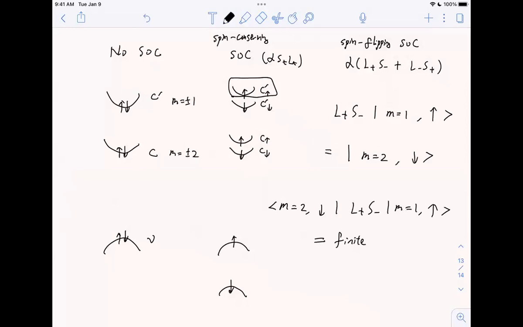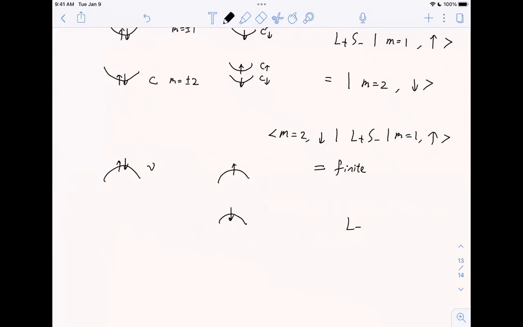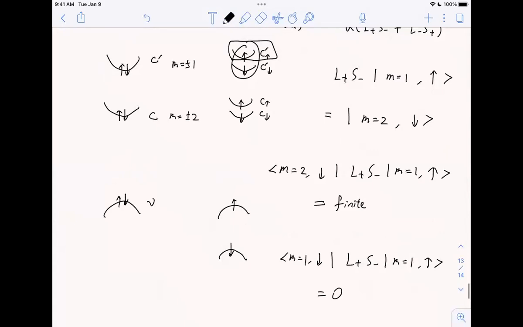Okay, you get the idea? So if you have M equal to 2 spin up, let's say this one, and then you have also M equal to 2 spin down, like this state, this one will give you 0. You get it? Because you have the same M. Okay, when this is 1, 1 needs to be 1, 1. Like these two will never couple.